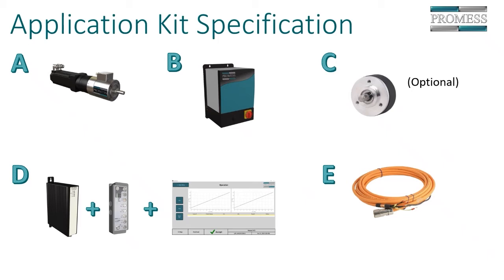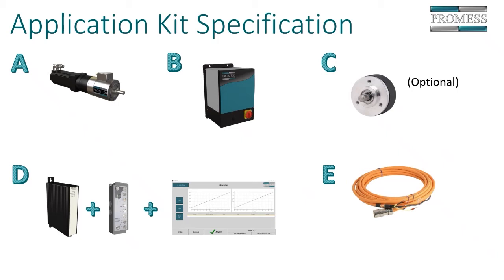Second would be B, which is our safety device enclosure. And we're going to need some specifics on that. Promess offers this safety device enclosure, which gives you your e-stops and things like that. C will be any optional sensing that you need.